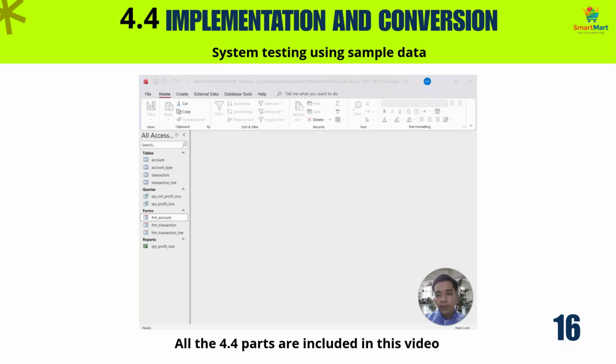The objective of this phase is to develop, test, and deploy the system using Microsoft Access. I will now demonstrate how the system was implemented and how it replaced the manual system.